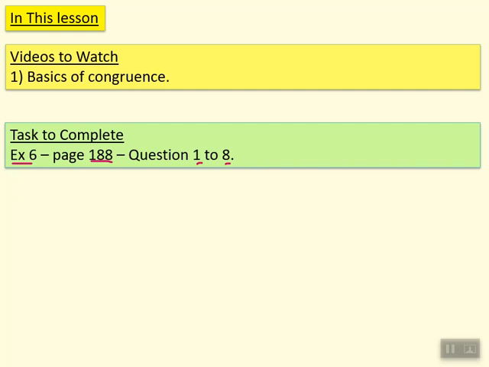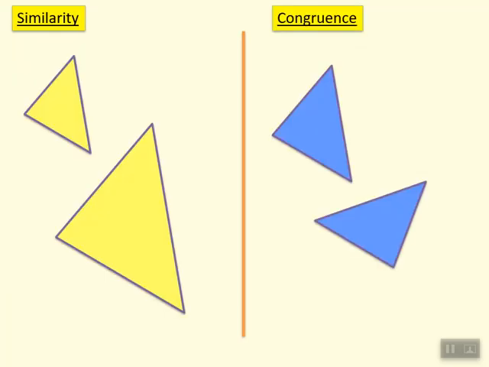Congruence. What's it all about? Okay, let's just recap what we did last week. These 2 triangles here are similar. Remember what similar means. Similar means they are just a copy of the triangle, but a slightly smaller or slightly bigger version of the shape. So similar means it's just a copy, but one slightly bigger or one slightly smaller. That's what similar means.